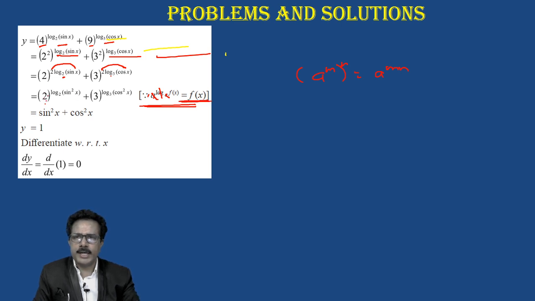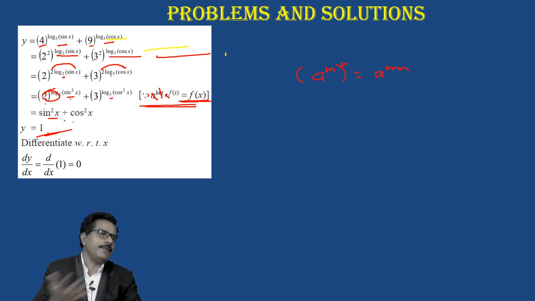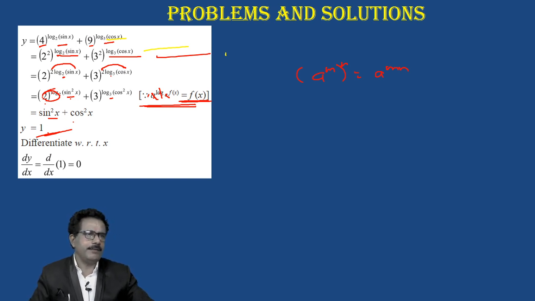Therefore 2 raised to log to the base 2, this is the inverse of each other, that goes to 1 and the remaining term is sin square x. This is also like cos square x, okay, and sin square x plus cos square x is 1. This is the complete simplification. Now we can differentiate this, and by the differentiation we can write derivative of y is dy by dx and derivative of 1 is constant, which equals 0.